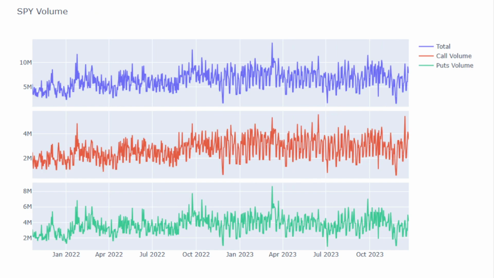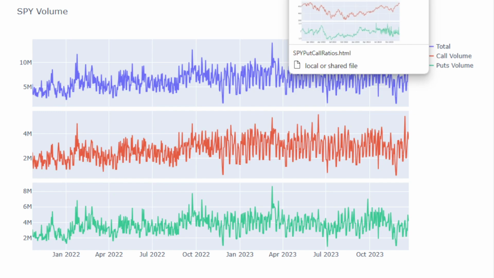Now let's take a look at the same data, but for volume. Here we can see a lot more noise in the data. There are less well-defined trends like we saw in the open interest. It goes up and down a lot, and broken out between the two, there's not really any significant difference. But what can we do with it? We can take a look at the put to call ratios.